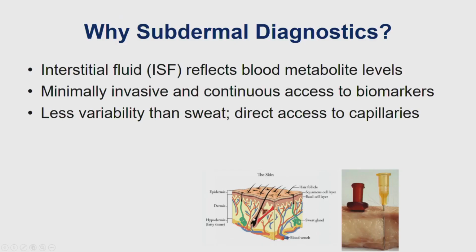So skin interstitial fluid, coming back to that, reflects what we call the blood metabolite, because you have this subvascular plexus, and the subvascular plexus is in continuous equilibration with the skin interstitial fluid. Skin, as I mentioned, is the largest organ in the body. You have about 12.5 liters of skin interstitial fluid, and it is a treasure trove of biomarkers.